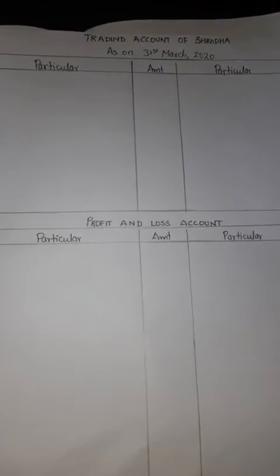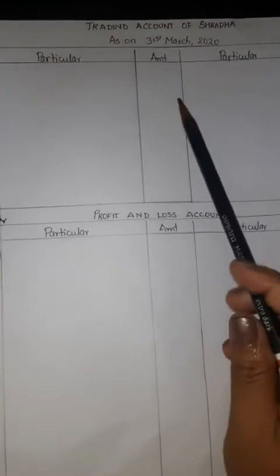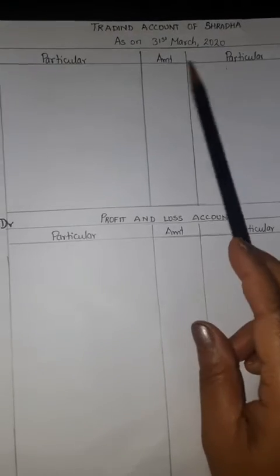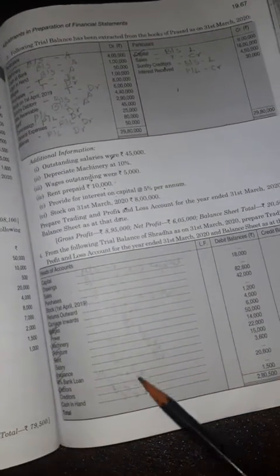You can see I have already prepared the trading account of Shraddha as on 31st March 2020 with its debit side and credit side, the profit and loss account with debit side and credit side, and also the balance sheet of Shraddha as at 31st March 2020 with two sides, that is liability side and asset side. So I am going to post the items as per what we have already planned.